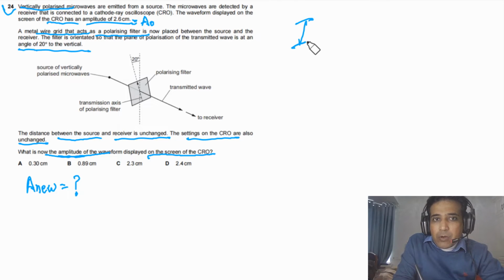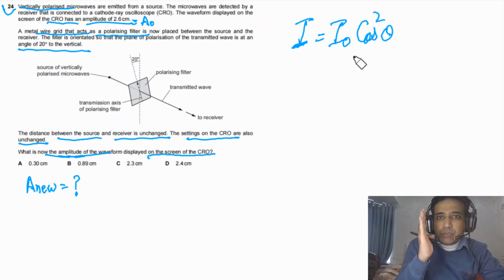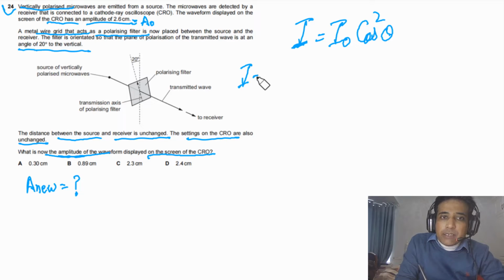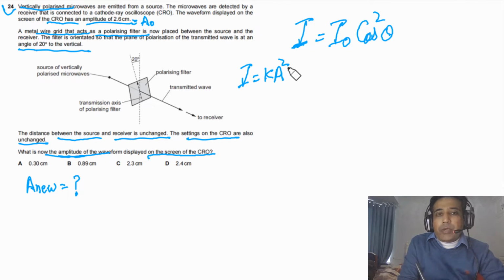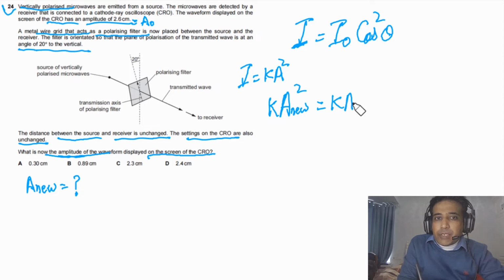According to Malus's law, I transmitted is equal to I incident times cosine square of theta. This is the angle between light and transmission axis. But we also understand that intensity is equal to K times A square. Now simply we can replace this I, so we can say it will be new amplitude square times K, and this will be K A naught square times cosine square of theta. Theta is the angle between light and transmission axis, or we can say the axis of the polarizing filter.